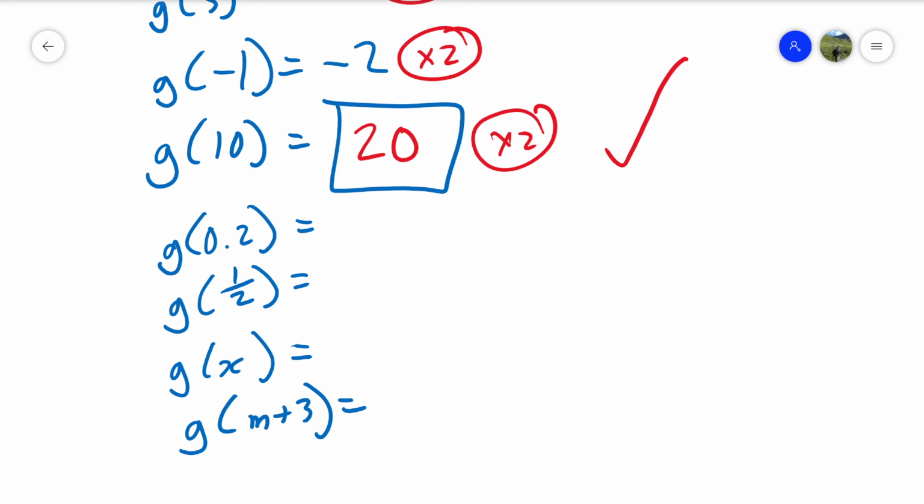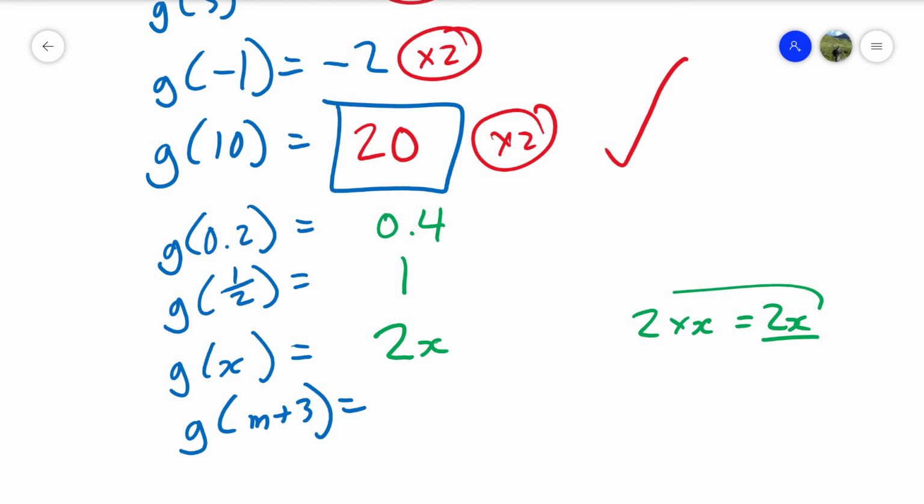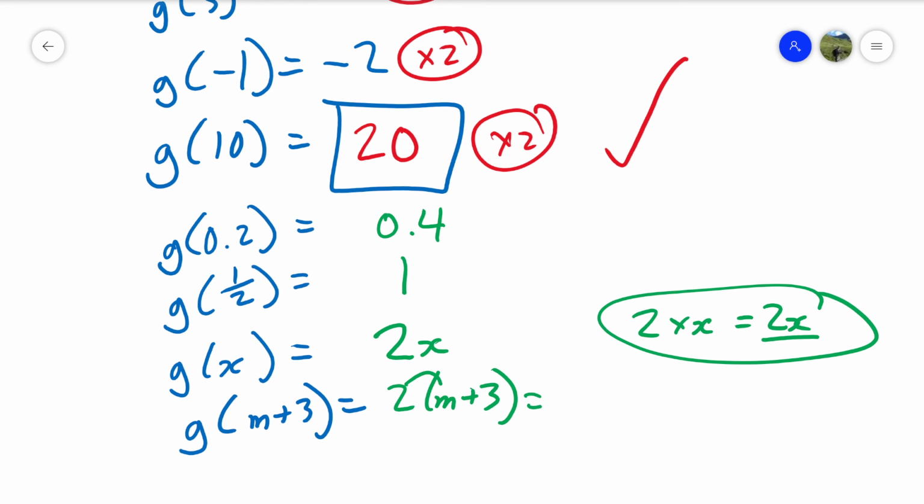Right, 0.2 times 2, that's 0.4. A half times 2, that's just 1. X times 2 is 2x, because that's 2 times x, yeah? Which we just write as 2x. We don't need to write the times sign. What about 2 times m plus 3? Oh, we just multiply it out, yeah? So that's 2m plus 6. There we go.